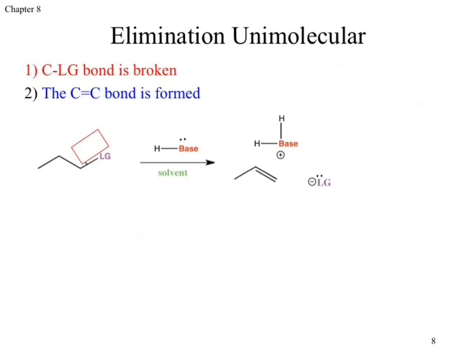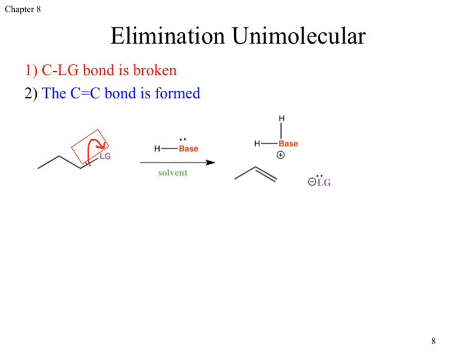Okay, based in the unimolecular type, so I'm already giving some hints away. We're going to break our carbon leaving group bond first, and then we'll go through and form the carbon-carbon double bond by getting rid of that hydrogen. How do we show our arrows for breaking that bond? We'll start the electrons at the bond and have them go to the leaving group. Okay, remember our first step is the leaving group must leave.